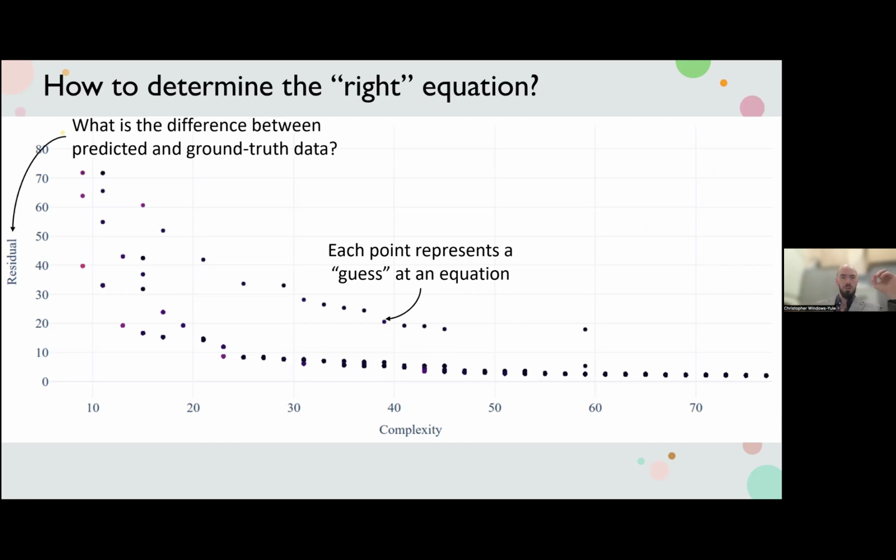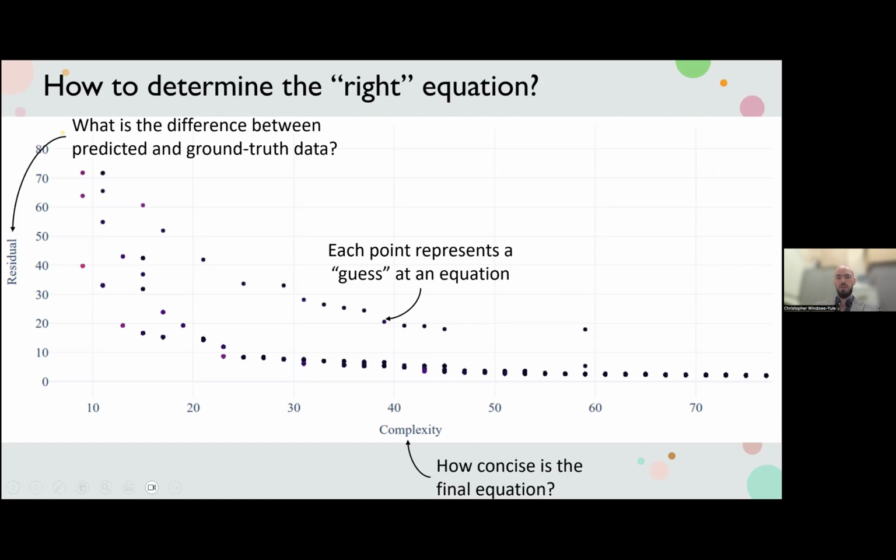And it's plotted on axes of residual or loss against complexity. So the residual is effectively the error. How good is the guess? What's the difference between the predicted value from our model and the ground truth data from our experiment or our simulation? But on the other axis, you have the complexity. How concise is the equation? The higher the complexity, the more terms your equation has, the more complex, possibly unnecessarily complex it becomes.